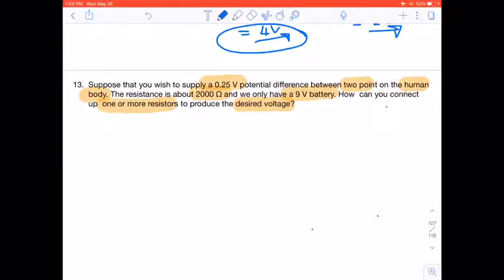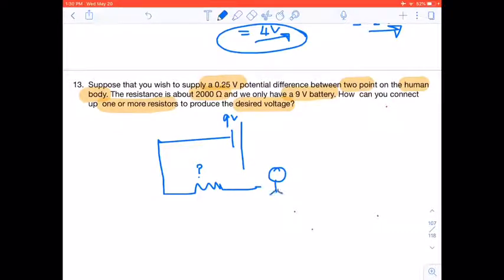So here we have our battery, which is 9 volts, and we want to now have a resistor there, right? And we don't know what that resistor should be, but here we have this human body, and the resistance of that is 2000 ohms. And what we want is a voltage across this of 0.25 volts. That's what we want, right?